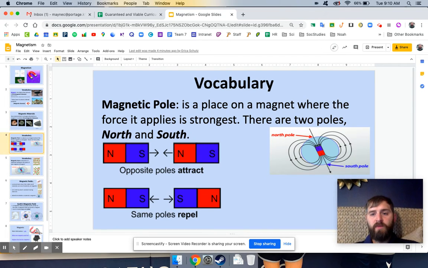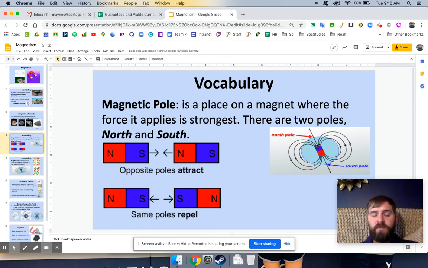Another vocabulary word I want you to write down is magnetic pole. A magnetic pole is the place on a magnet where the force it applies is the strongest. Okay, so just like on Earth, in a magnet, there are two poles. There's the North Pole and the South Pole.